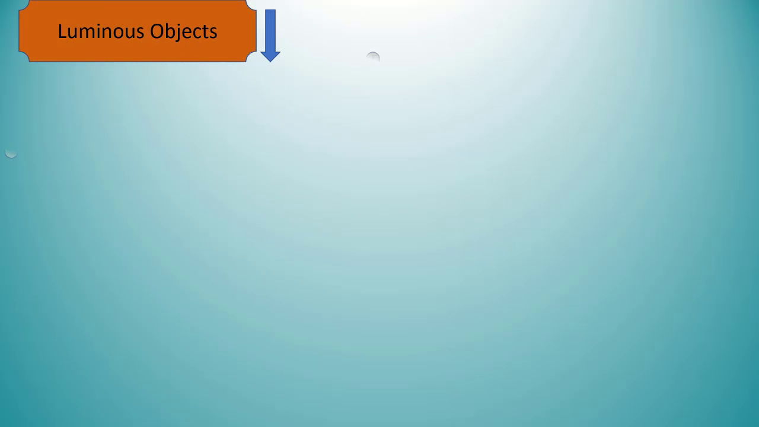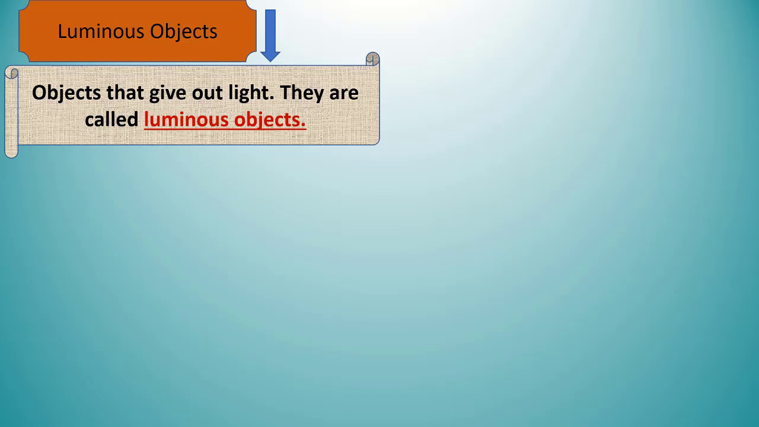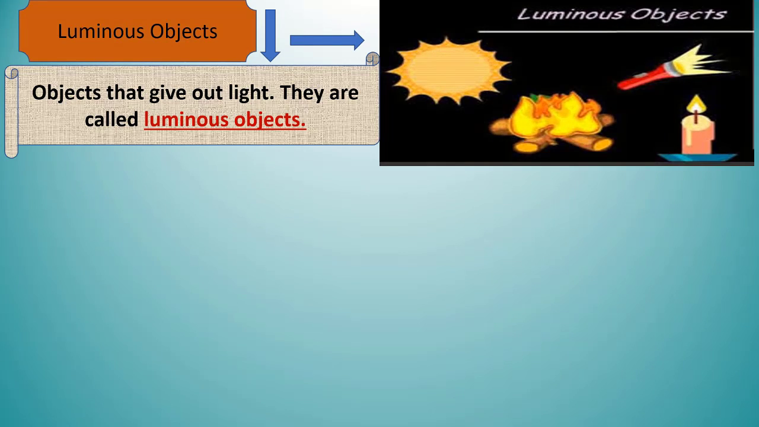So we have learned about luminous objects and non-luminous objects. Now see the luminous objects. Students, objects that give out light are called luminous objects. See the objects which give us light: sun, fire, torch and candle. These are the objects which give us light and they are called the luminous objects.